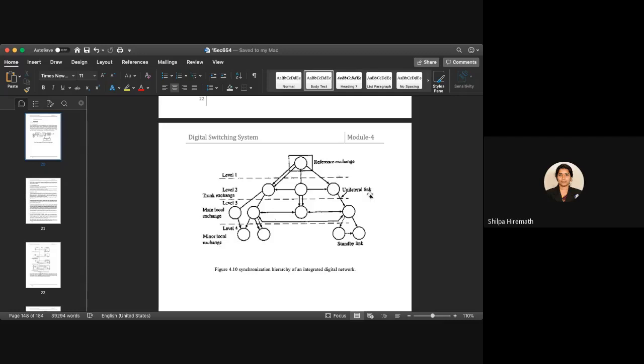Yes, so here whatever are these single lines, they say that it is a unilateral link. If it is double arrowed, it means that it is a bilateral link. And this is a standby link, wherein you come across the concept of AAR, that is automatic alternative routing. Yes, each of the exchanges in the same line are interconnected with each other so that they can provide an AAR facility.